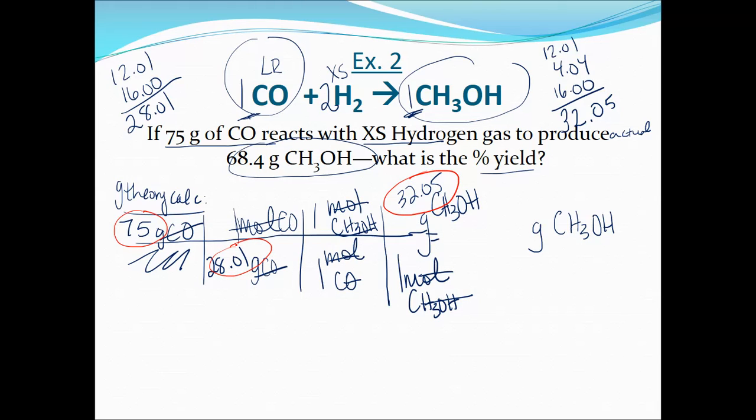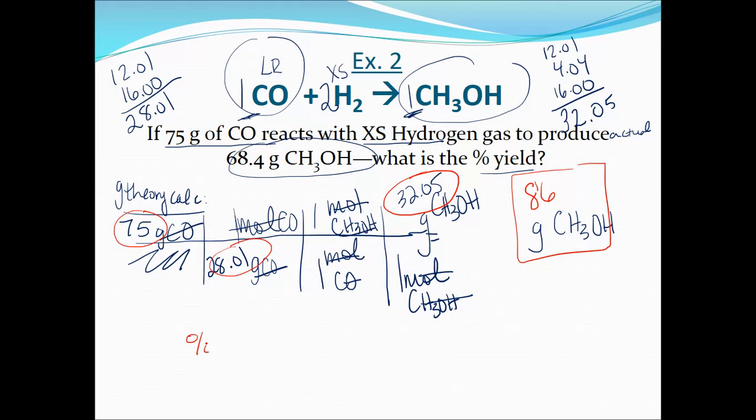So let's plug that in. 75 times 32.05 divided by 28.01. So I got 86 grams, if you round that to 2 sig figs. That is your grams theory.